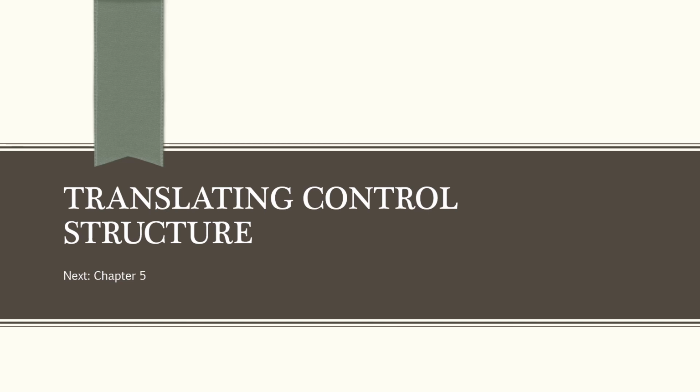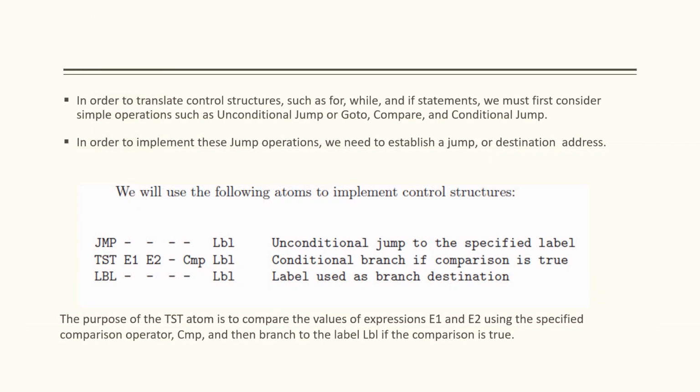Now we can translate our control structures. The control structures will be if, else, for, and while loop. The important items here are jump, TST, and labels. We use these atoms in order to translate our control structures, because control structures normally have operations such as unconditional jump, or go to, compare, or conditional jump. So these particular atoms are important to indicate these processes for a control structure.